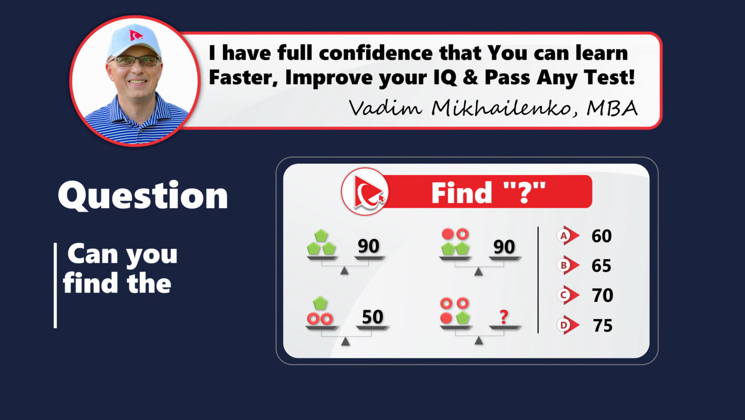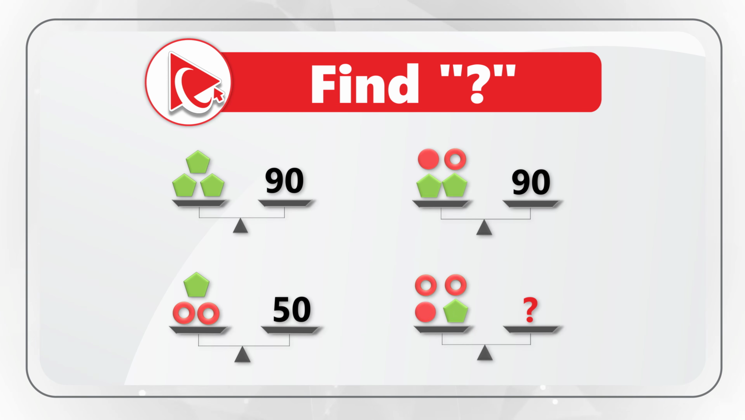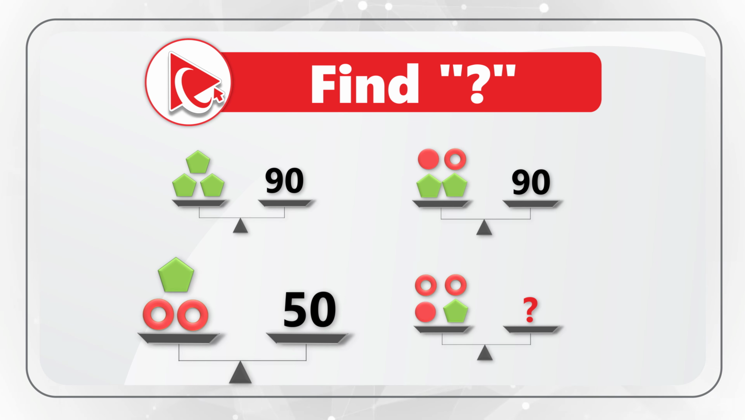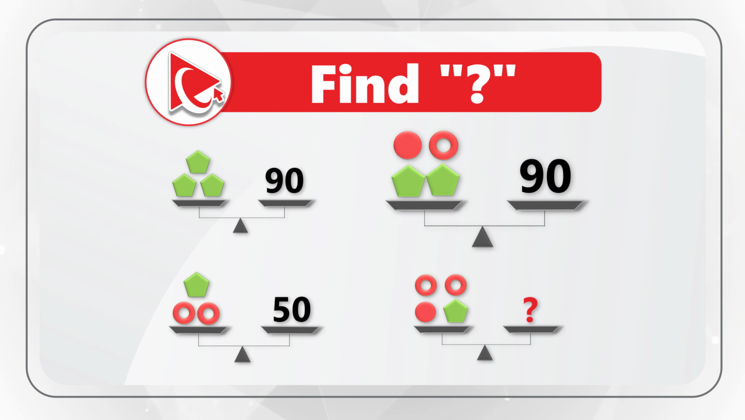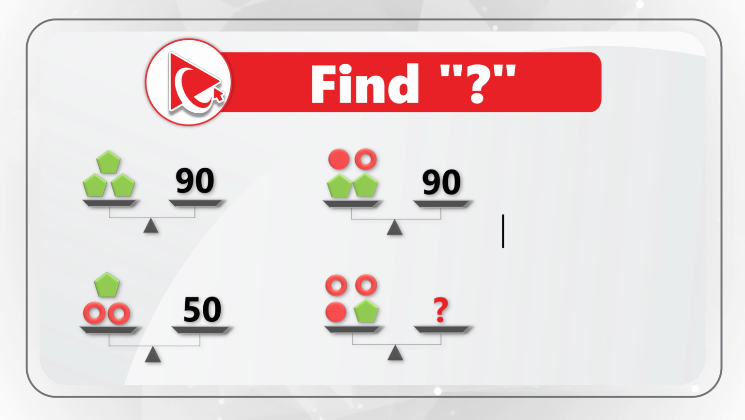Here's a puzzling question which you might find difficult to solve, but the solution is really simple. You're presented with 4 scales, and you need to calculate the missing number. First scale contains 3 pentagons on the left and number 90 on the right. Second scale contains 1 pentagon and 2 bagels on the left and number 50 on the right. Third scale contains 2 pentagons, 1 circle and 1 bagel on the left and number 90 on the right. And then the last scale contains 1 pentagon, 1 circle, and 2 bagels on the left, and a missing number on the right.